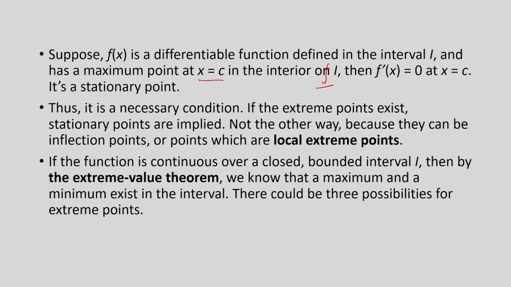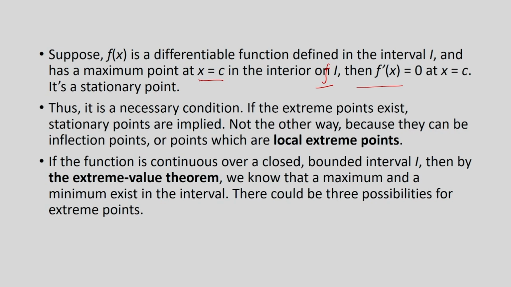So, let us try to understand what this is saying, that f x is a differentiable function and this function is defined over a certain interval. This is capital I. Now, suppose we know that there is a point c in this interval where the function is attaining its maximum, and this c point is in the interior of I, that is, it is not the end points of I. Then this first derivative should be equal to 0 at x is equal to c, that is, it is a stationary point. Thus, it is a necessary condition.